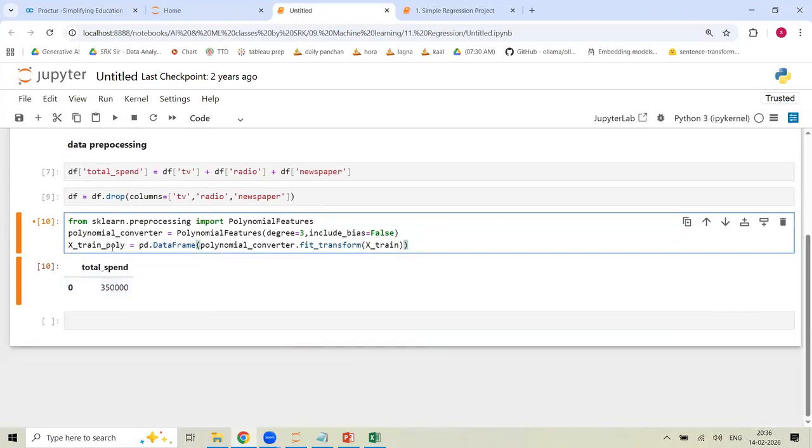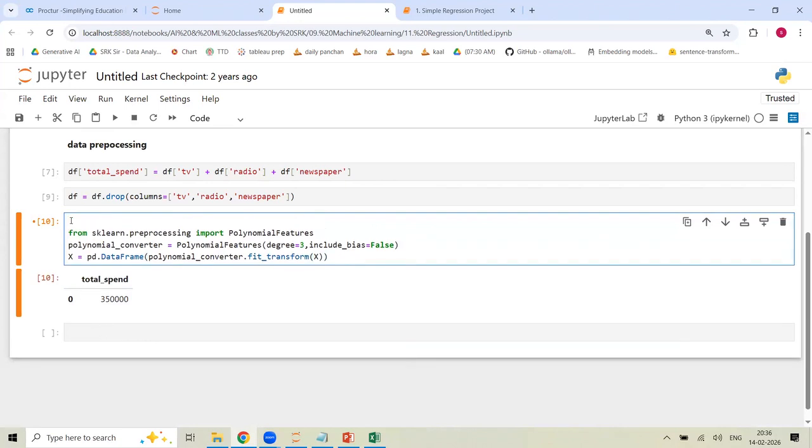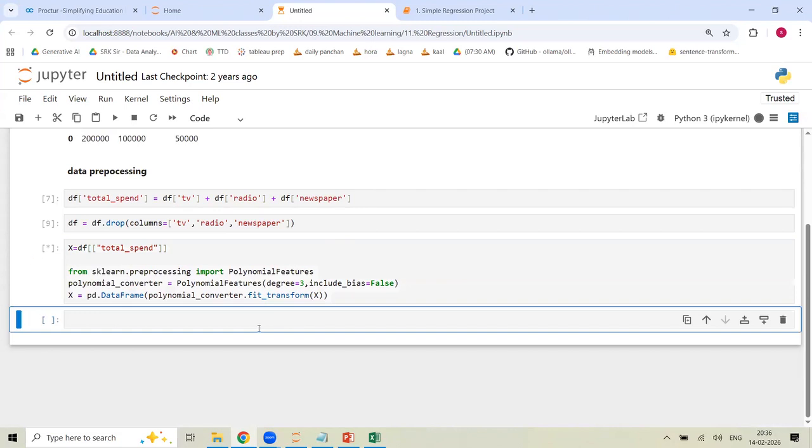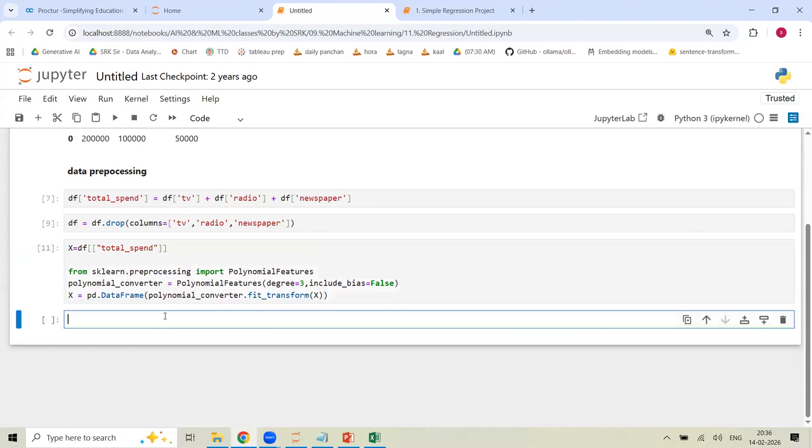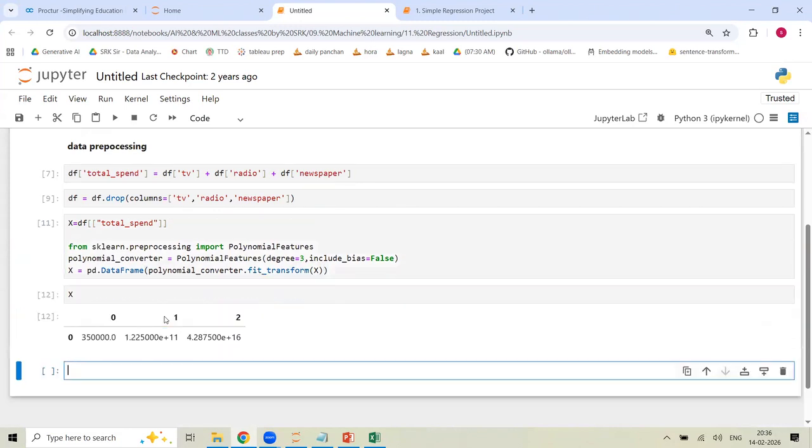So here what I'm going to do is, I'm going to take the x with a degree of 3. First, what is x? X is nothing but DF of total spend. This is my x. Now x was converted to 3 values like this, 1, 2, 3.